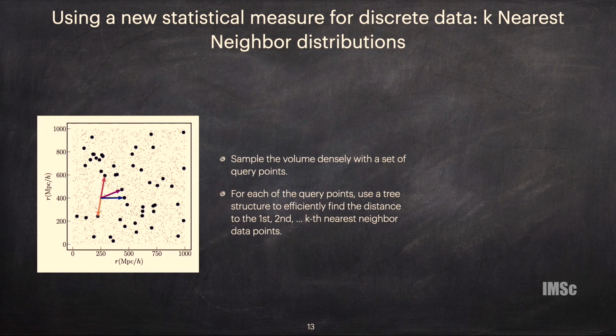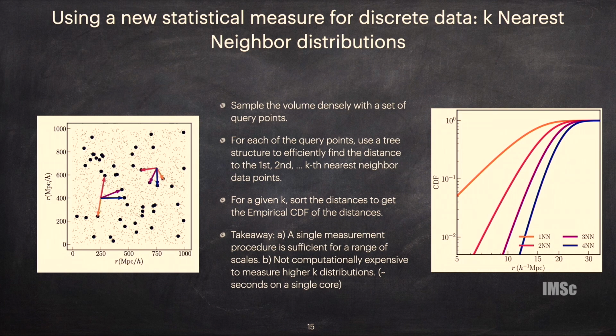So at every point, I will generate a list of k distances. I'll visit another query point and generate this list again. Now, let's say we look only at the nearest neighbor points from every query point. I can sort the distances, and that immediately gives me the cumulative distribution function of the nearest neighbor distances. So a single measurement is sufficient for a range of scale.